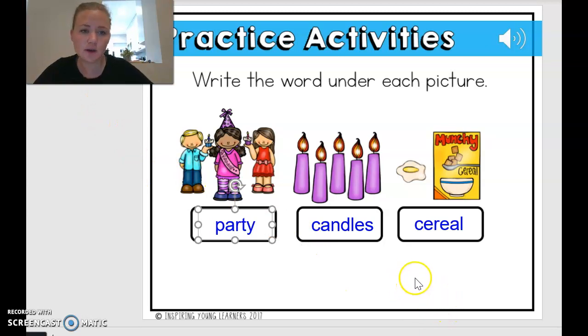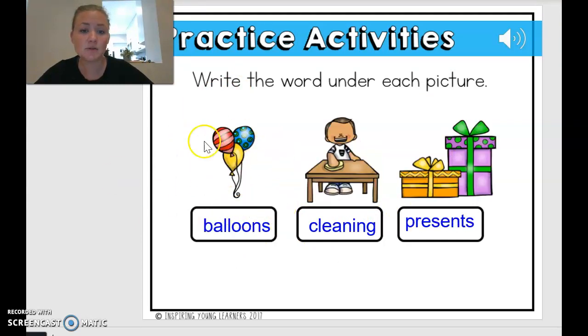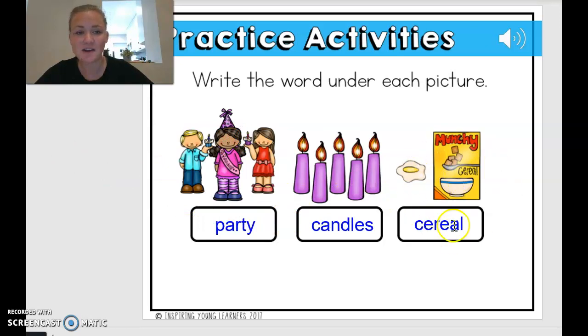You should have thought to yourself, cereal does not really go with party or candles. I would say balloons would be better. That would go with these two, but cereal does not go. Good.